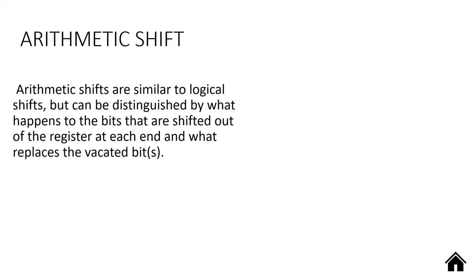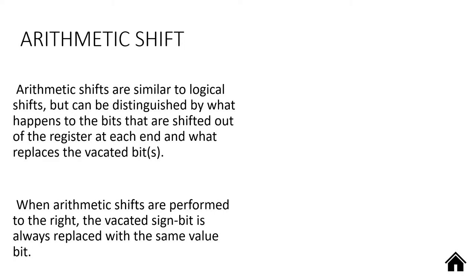So these are our arithmetic shifts, right? And what they do, they're similar to logical shifts in the way they move bits up and down the register, but they can be distinguished by what happens to the bits that are shifted out of the register. Now, we're replacing the bits with whatever was in there before. So when an arithmetic shift is performed to the right, the vacated bit is always replaced with the same value bit, okay? So look at this.